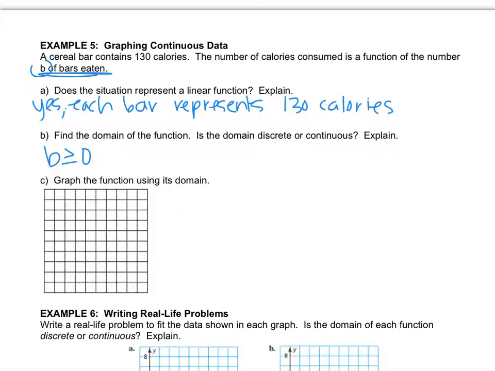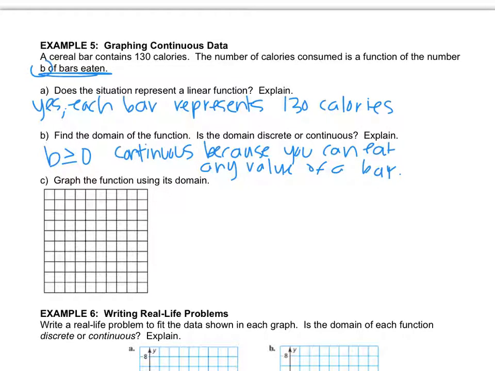Next question is it discrete or continuous? So since I just mentioned you can eat a fraction of a bar, then it is continuous, because you can eat a half a bar, you can eat a third of a bar, you can eat 2.7 of a bar. You can keep taking little baby bites and keep getting tiny fractions of a bar. So I said it's continuous because you can eat any value of a bar. Now we have to graph using the domain. So now we know that the domain is B is greater than or equal to 0.